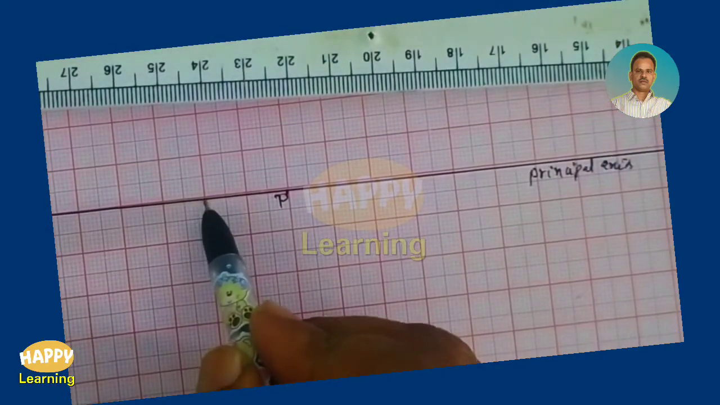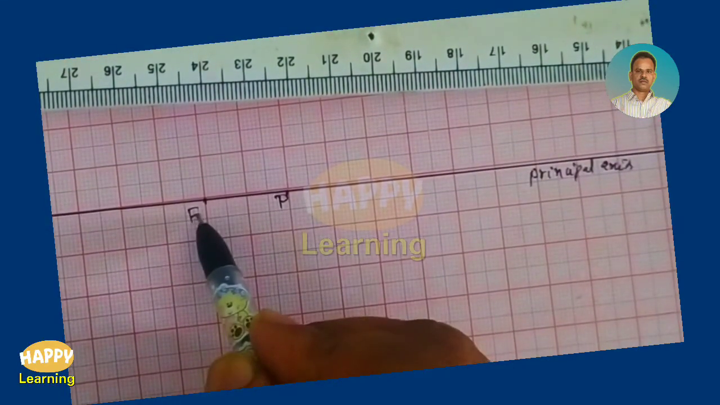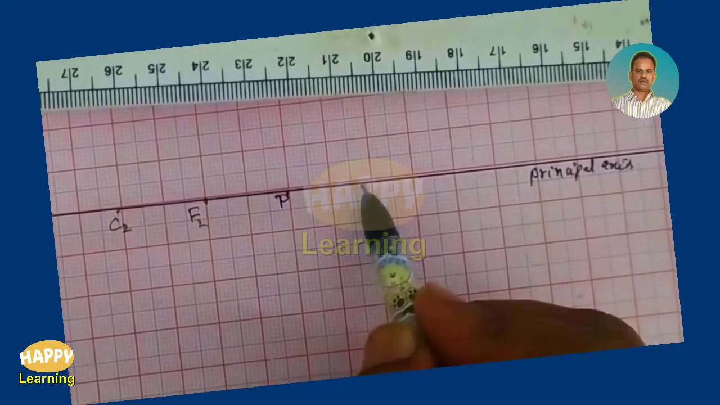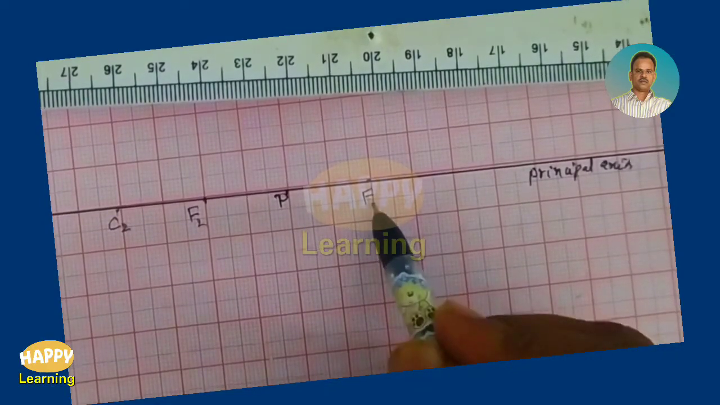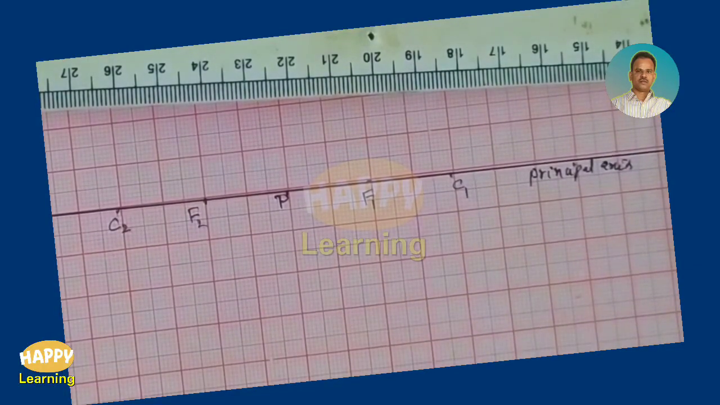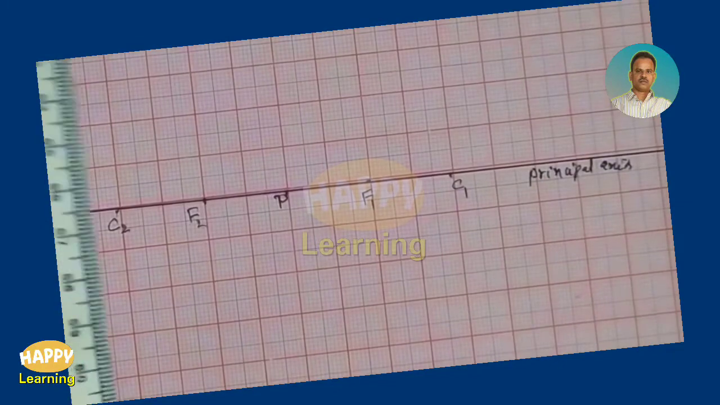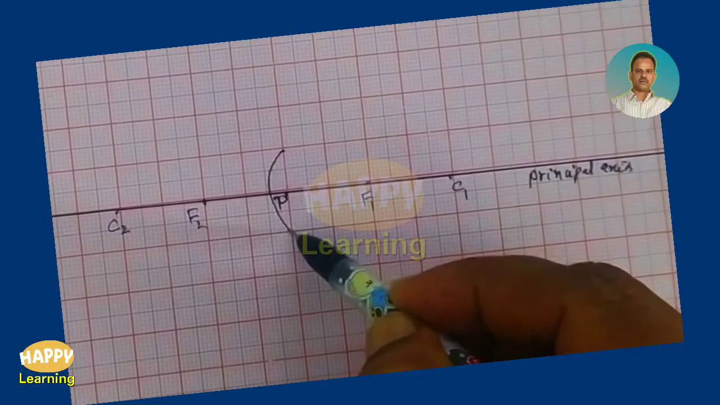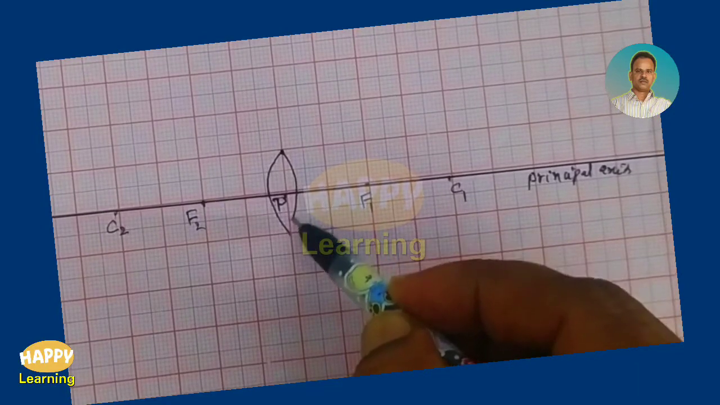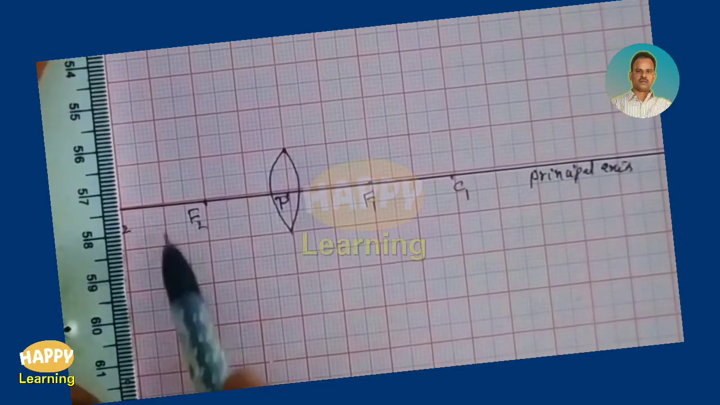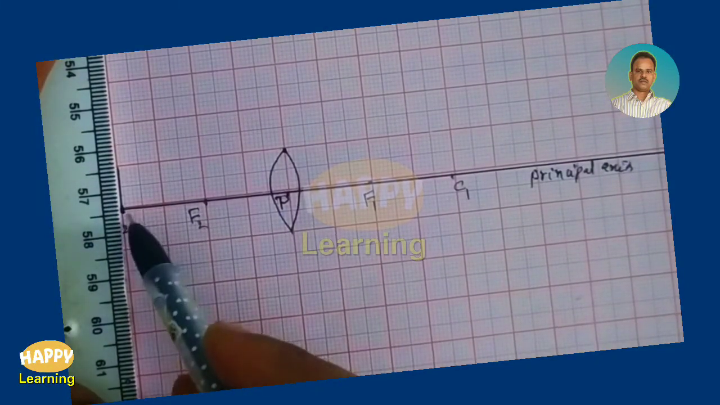Then let this be the focus and this be F2, C2. This is F1, C1. If the object is at C, so first let me draw the lens here. Suppose this is a biconvex lens. Then take the object at C. Object at C.